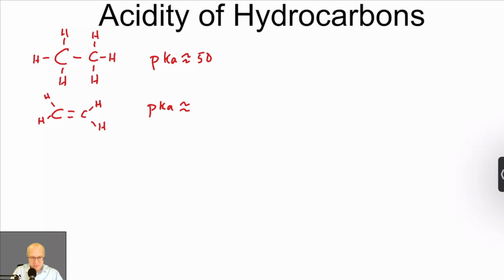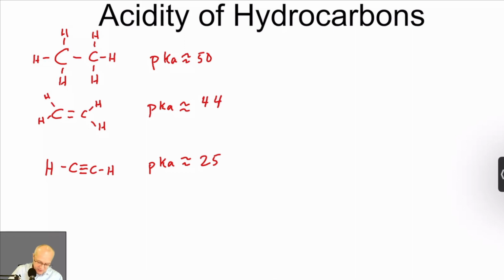The pKa of an alkene is right around 44. So not much more acidic in comparison. And the pKa of an alkyne is right around 25. So as you go from alkenes, this is definitely a significant jump here, but not as significant as from here to here. So alkynes are much more acidic.